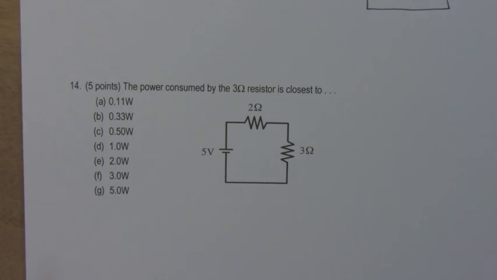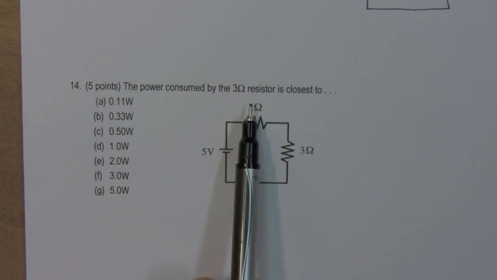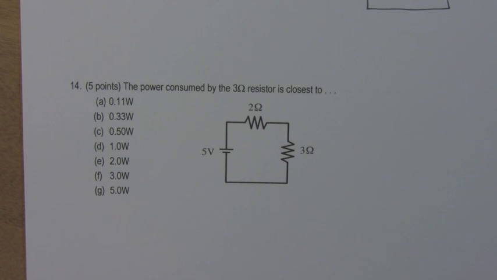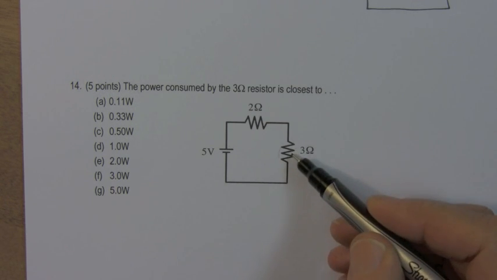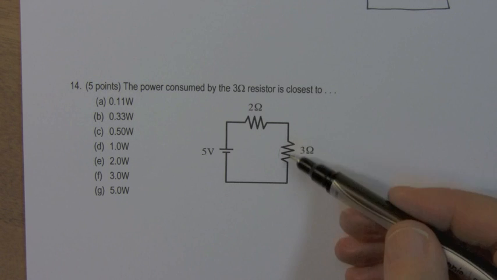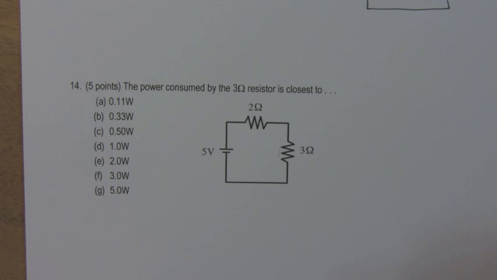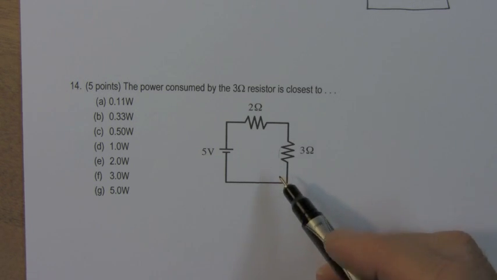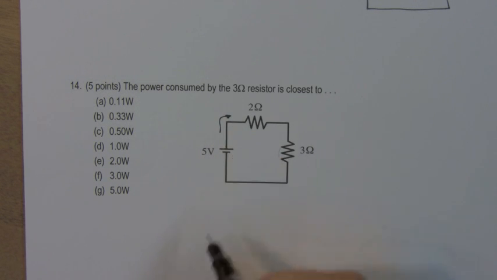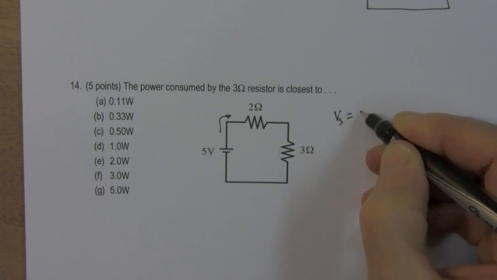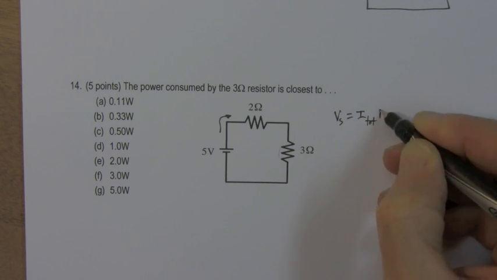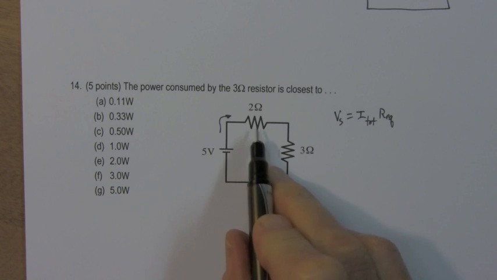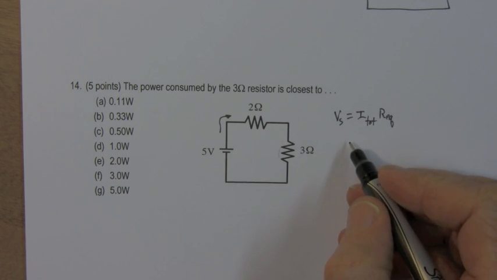Number 14. The power consumed by the 3 ohm resistor is closest to. So we want to know the power in this resistor. If we knew the current through that resistor, we could do I squared R, or if we knew the voltage across that resistor, we could do V squared divided by R. The current is probably the easiest. We have a voltage source, we have an equivalent resistance here. So this voltage source is equal to the total current times the equivalent resistance of the circuit. The equivalent resistance is just these two resistors in series.